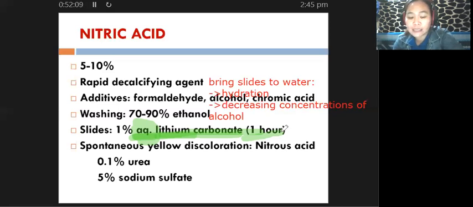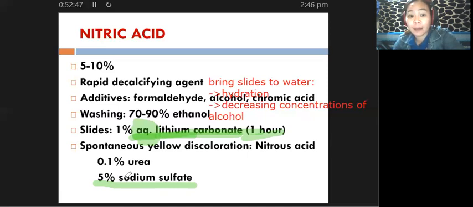This yellow discoloration will further impair the staining reaction of your tissue and tissue components. All right? And there are two ways by which we can remove your nitrous acid. If, for example, your nitrous acid is present in your tissues, then you have to neutralize it using 5% sodium sulfate, and then you have to wash it in running water for 12 hours.